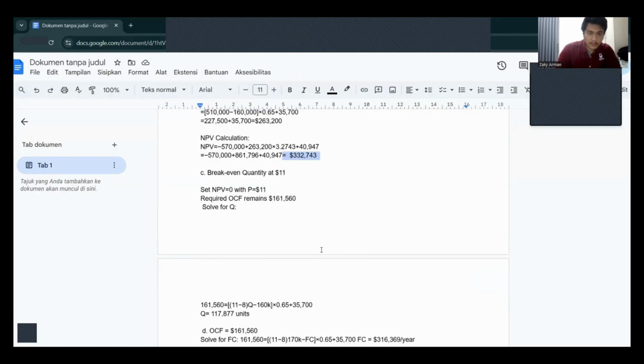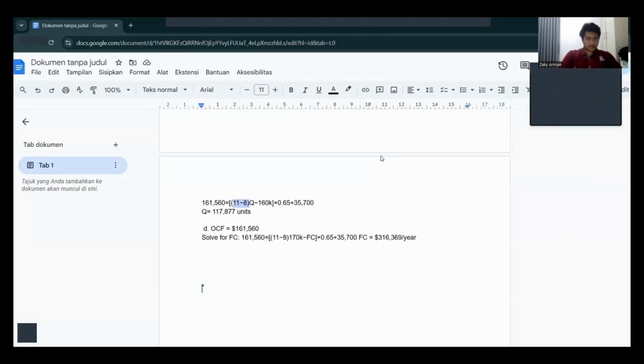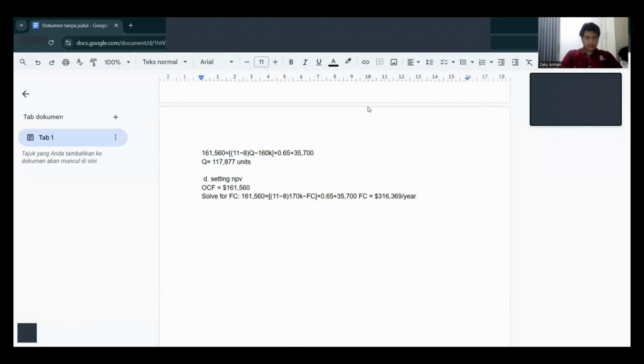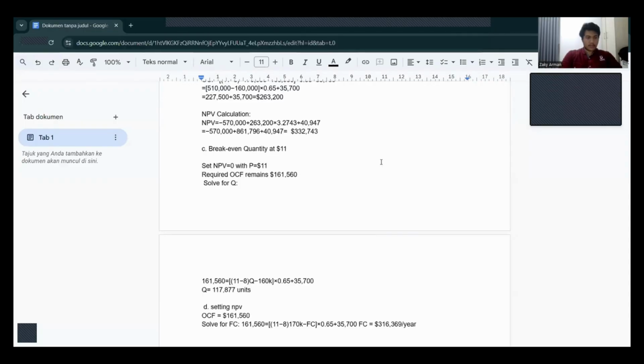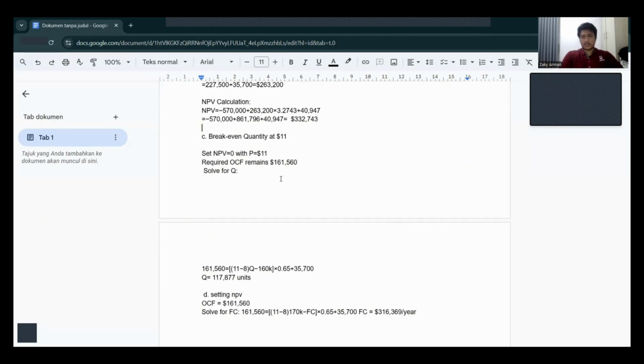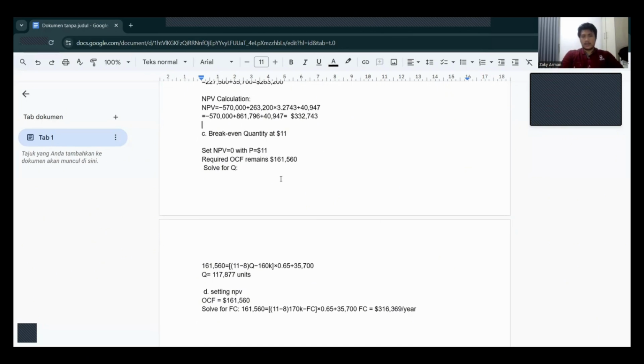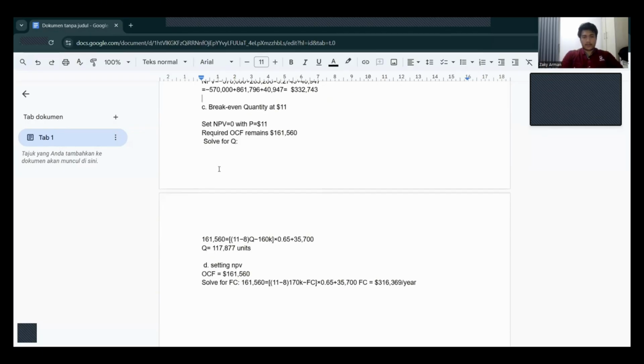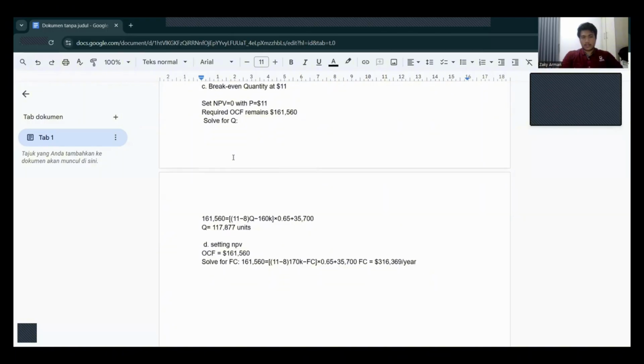And for the break-even, to find the break-even quantity at $11, first we have to find the NPV equals zero with the price equal to $11. The required operating cash flow remains at 161,560. Now we have to solve for the quantity.